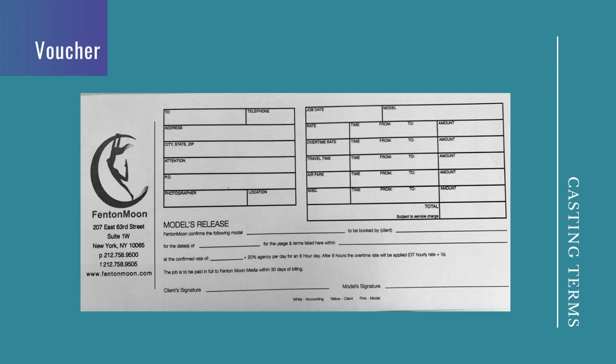Then at the bottom, you see it says model release. And this is where you're going to fill in all those little blanks. Every single agency has a different release at the bottom of their voucher, but it basically says that you showed up, you did your job, and this is how much you should get paid. You sign it, and you get somebody from the client who is somehow important enough that they're allowed to sign it, and get them to sign it. And then you either take a picture and send it to your agency through email, or you go in and hand it to them.